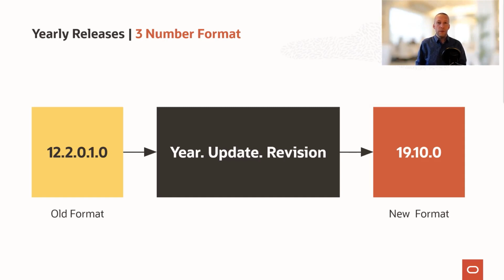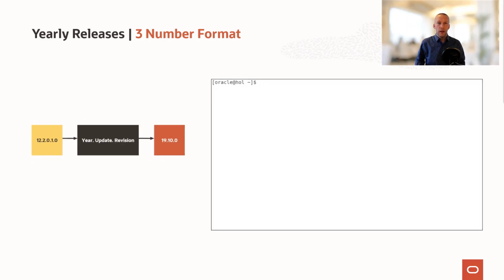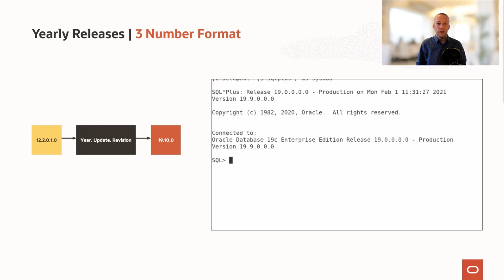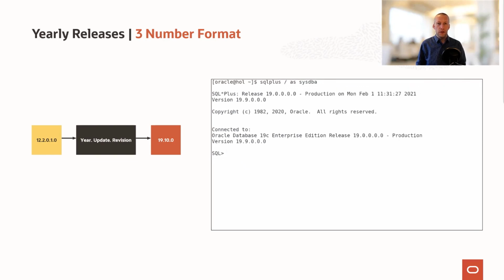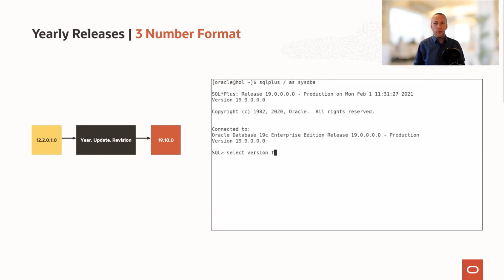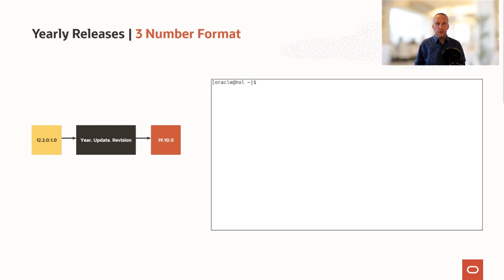But let's look a little deeper into the new number format. Let's try to log into SQL*Plus and look at the information we get. Well, the first thing I see is 19.0 and 19.9, and there's 5 digits. And also, if I query V$INSTANCE, the version column still says 19.0.0.0.0, whereas there's a new column called VERSION_FULL, which tells me 19.9, which is more correct, but it also has a lot of zeros.